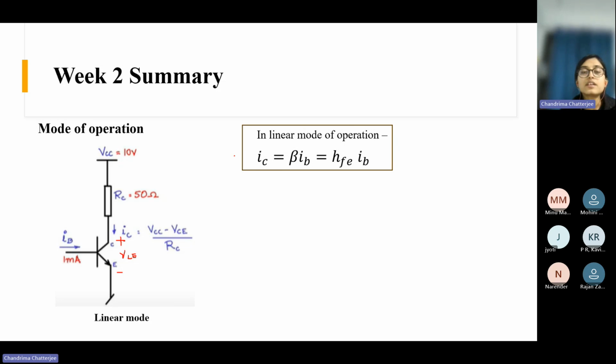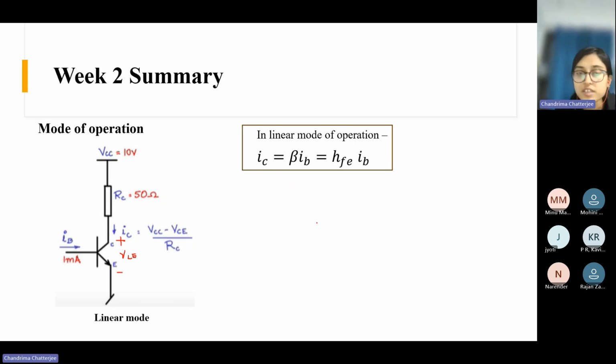So there are three modes of operation for a BJT: cutoff region, linear active region, and saturation region, that we will see later. But I already mentioned that in the linear mode of operation, the collector current is dependent on IB through a factor beta. Beta is also called HFE. If you see the data sheet of a BJT, you will see in some places instead of beta, this parameter HFE. So they are basically the same.